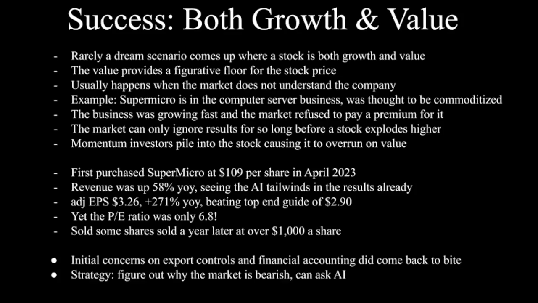And one strategy here, when a company looks like both growth and value, and it might seem too good to be true, is to try and figure out why the market is bearish. And this can be a really strong use case for using AI tools such as Perplexity. For example, we could say, Supermicro only has a price to earnings ratio of 6.8. Explain to me why this company is so cheap. And that's when Perplexity might come back and say some investors are concerned about export controls or financial accounting.